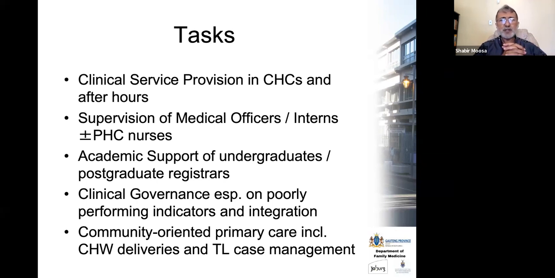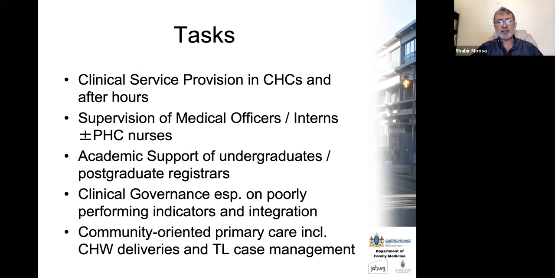But a lot of the work is about supervision of medical officers. There's a lot of work related to that, as well as interns and primary healthcare workers as we proceed to be increasing that burden. Now that primary healthcare nurses are accepting our role a bit more after many years. We also have quite a substantial burden of teaching for undergraduates and postgraduate registrars.